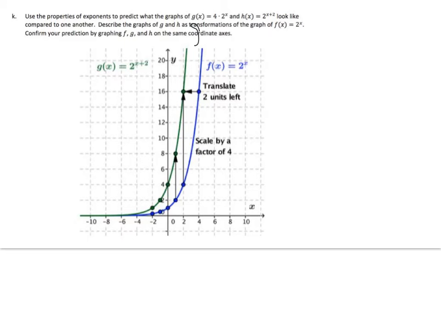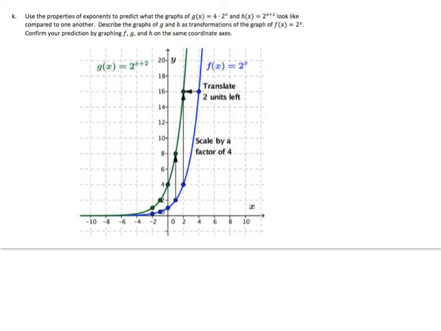So part K, use the properties of exponents to predict what the graphs of g of x equals 4 times 2 to the x and h of x equals 2 raised to the x plus 2 look like compared to one another. Describe the graphs of g and h as transformations of the graph of f of x equals 2 raised to the x. Confirm your prediction by graphing f, g, and h on the same coordinate axis.